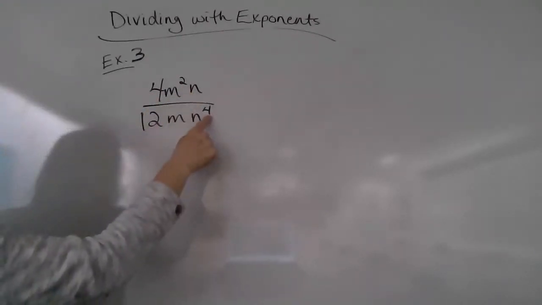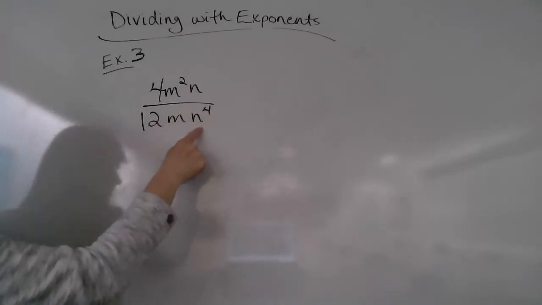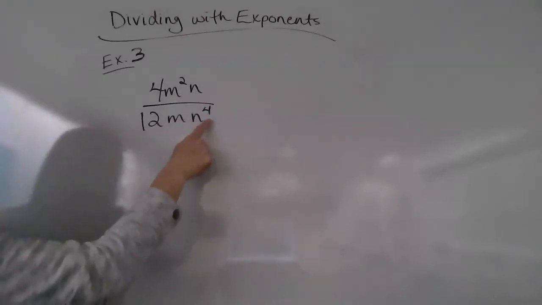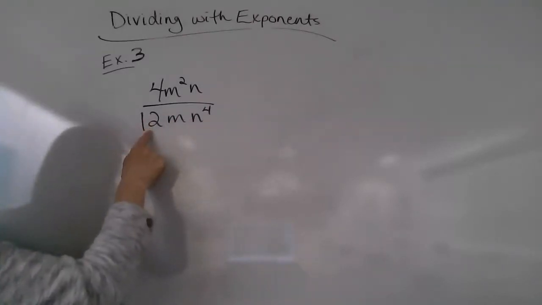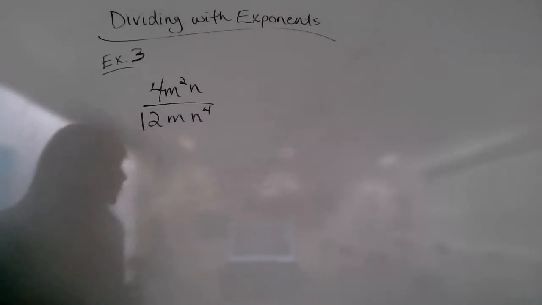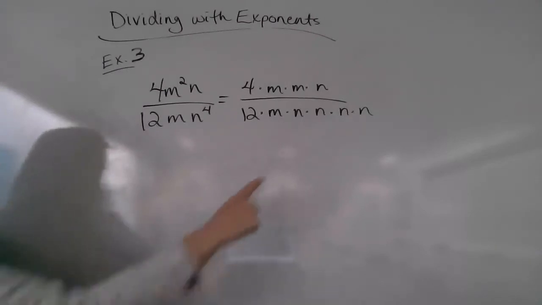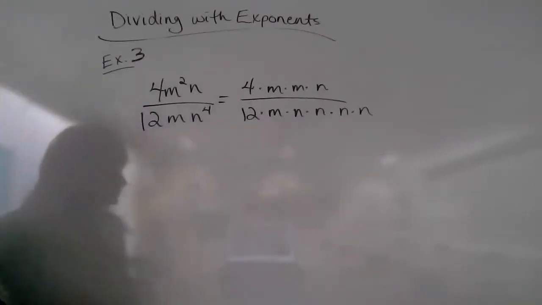Same thing with this power of 4. It is only next to the n. It's only affecting the n. We do not let it affect the m, and it definitely does not affect the 12. So just remember that. Let's go ahead and write this out the long way. Okay, so in the numerator, we have 4 times m times n, and in the denominator, 12 times m times 4 n's all in a string.